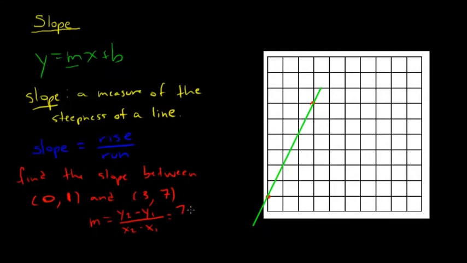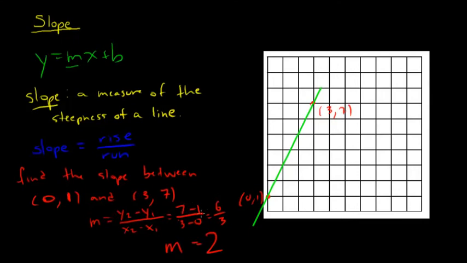So we're really just saying, what's the difference between this y value and this y value? So the difference is between 7 and 1. It's 6, right? And the difference between the x values, between 3 and 0, is just going to be 3. So that's 6 over 3, which of course we know will equal 2. So that's another way of doing it without even graphing it.